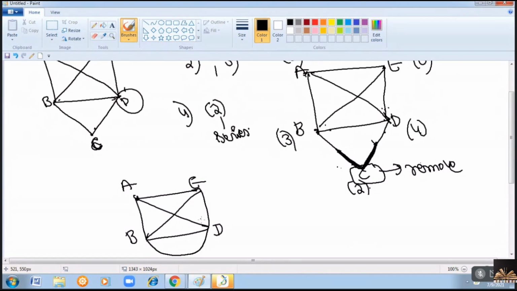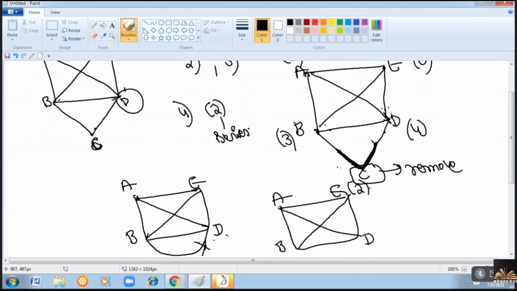After eliminating that vertex, you have to again check for multiple edges. Repeat steps 3 and 4, right? So go to step 3. What is step 3? Check for multiple edges. Do we have any multiple edges? Yes, we have a multiple edge here. So you have to remove this. Then what will you get? A, E, B, D. Right?